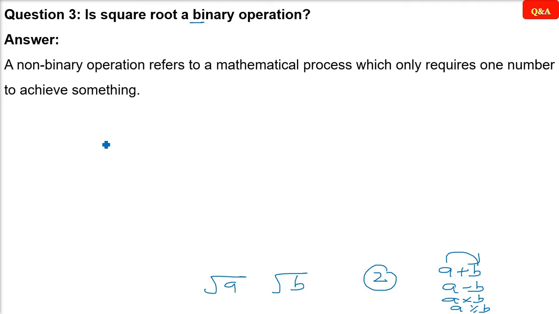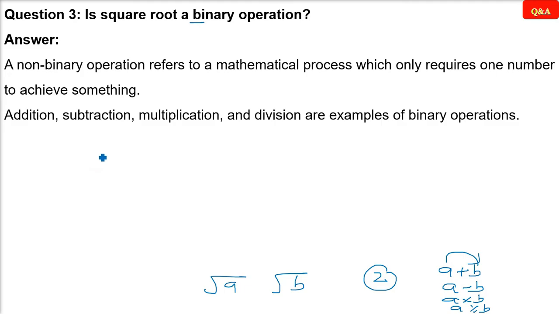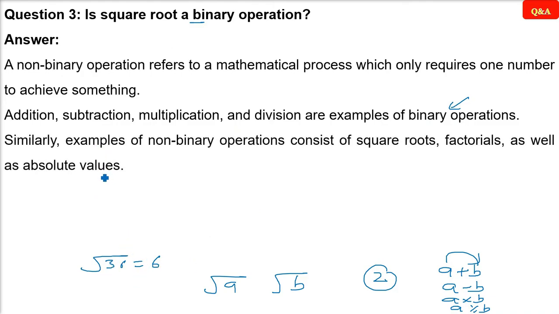So a non-binary operation requires one number. Binary should always have two numbers. So addition, subtraction, multiplication, division, these are the binary operations. But this under root or the factorials, these are not binary. They are unary operations. For example, the factorial of 3: 3 into 2 into 1. We just need 3. We don't need two values. So factorial of a, factorial of b, under root of 36, these are all unary operations.